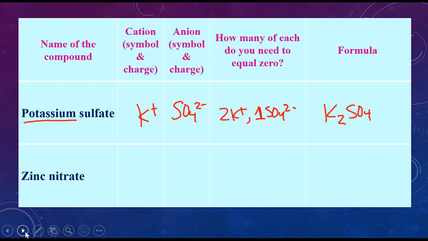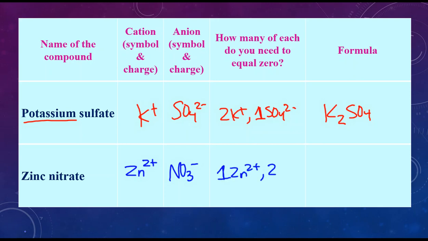So we have zinc nitrate. What's zinc's charge? Plus 2. Okay, plus 2. Look on your chart. What's nitrate? NO3 minus. Good. Now, how many of each do we need? We need 1 zinc at 2 plus, and we need 2 nitrates at minus 1. Now, since the zinc is a plus 2 and the nitrates are minus 1, we're going to need 2 nitrates to balance this out.